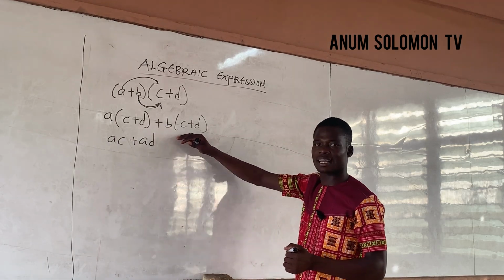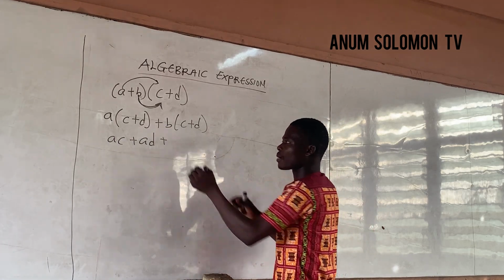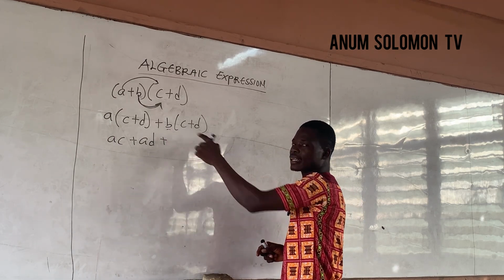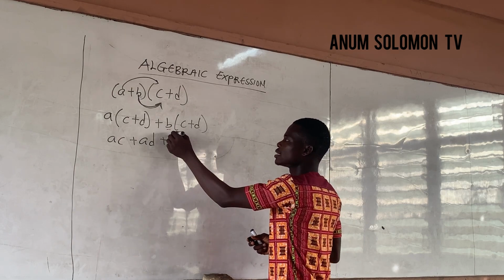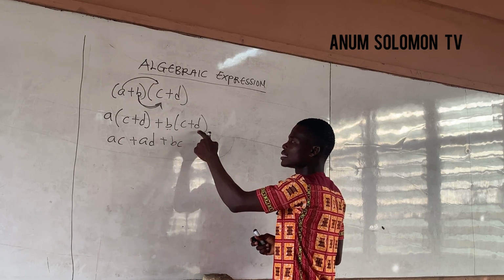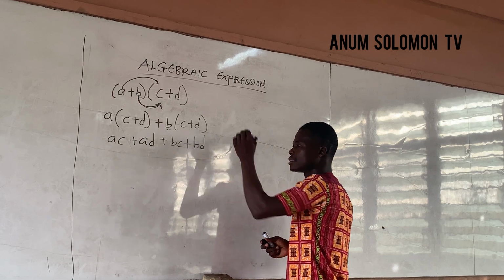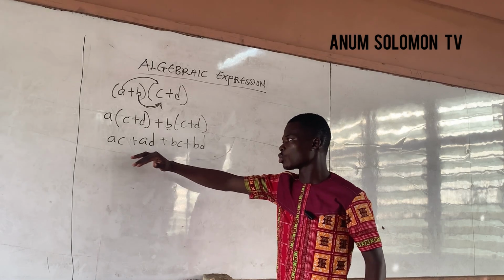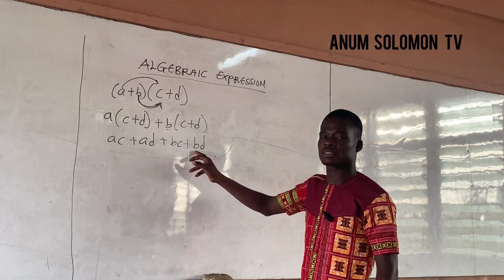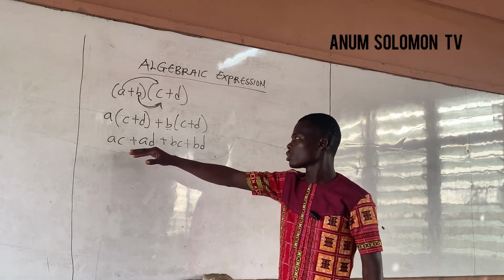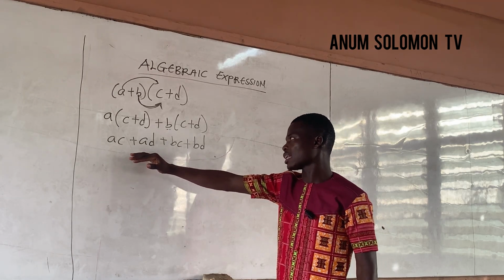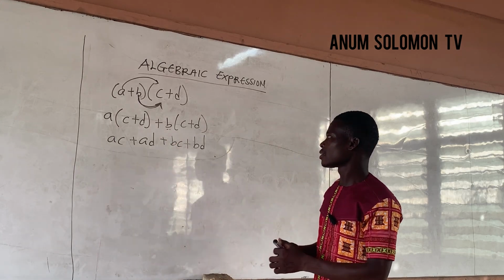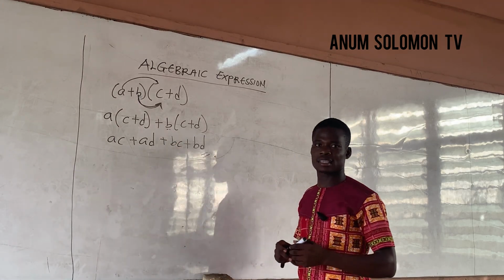Now let's move on to the second bracket. The term outside that bracket is B. So you have to use the B to multiply all the terms in the second bracket. B times C is BC, and B times D is BD. After this, you go through the terms. We have 1, 2, 3, 4 terms. When you go through the terms, you see that we cannot add or subtract any of the terms. So we are done with this expansion.